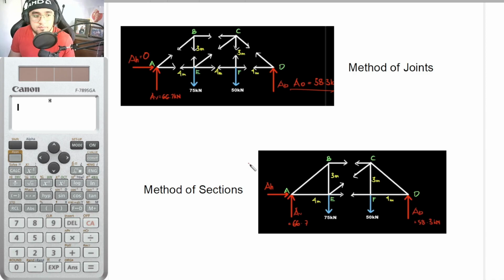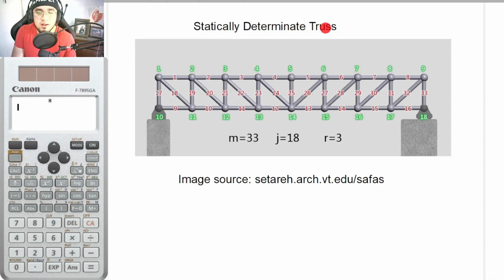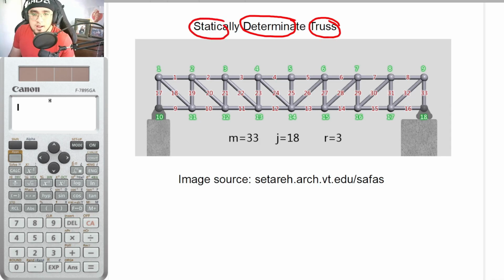But what is a statically determinate truss in the first place? When we say statically determinate truss, we can determine the truss bar forces making use of the equations of static equilibrium. Once again, statically determinate trusses are trusses that can be solved using the equations of static equilibrium. Next question, what is static equilibrium?